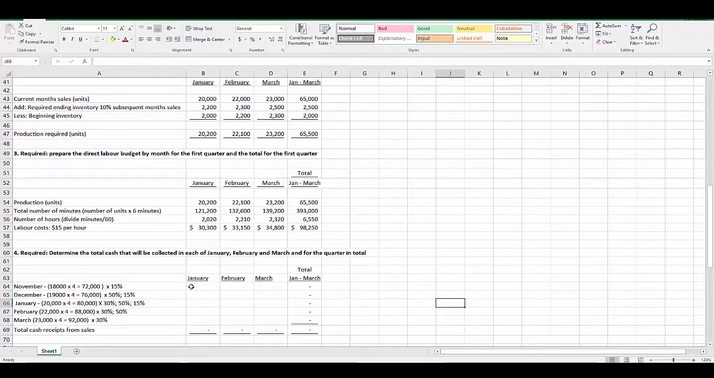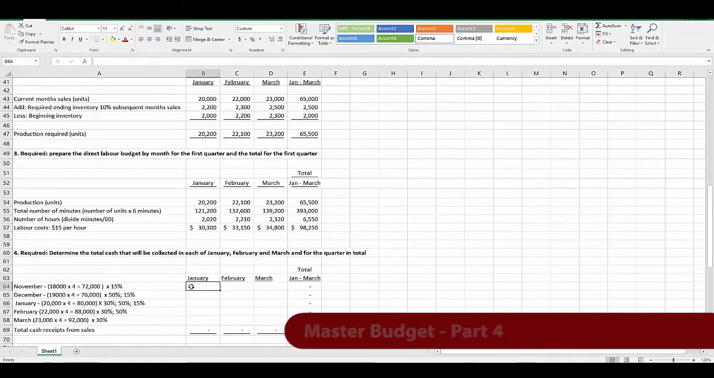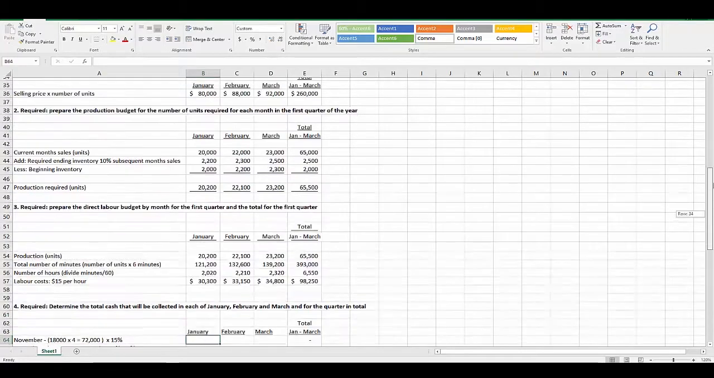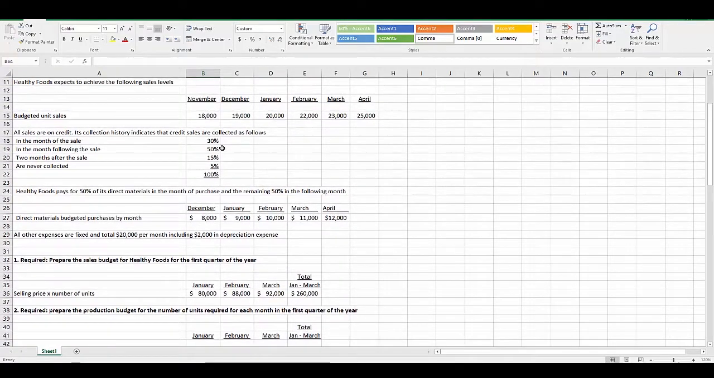This is part 4 of the master budget, and here we are asked to determine the total cash that will be collected in each of January, February, and March, and for the quarter in total. Now recall that not everything you sell will generate cash in the month of the sale. So you will recall that we were given this distribution.